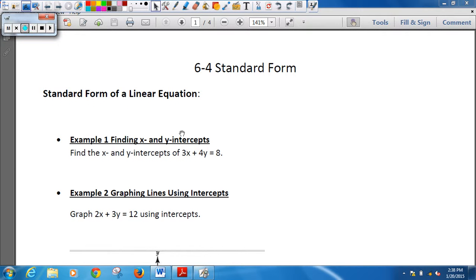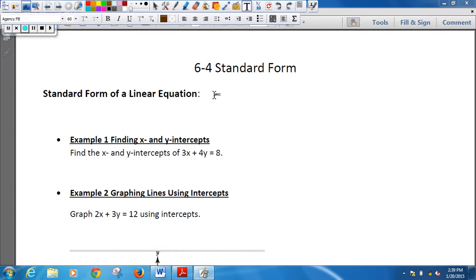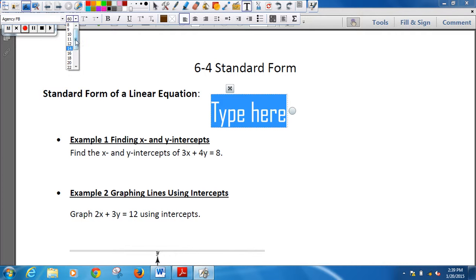Today we'll be discussing another form to write a linear equation in. The form that we will be discussing today is called standard form. The standard form of a linear equation is the following.